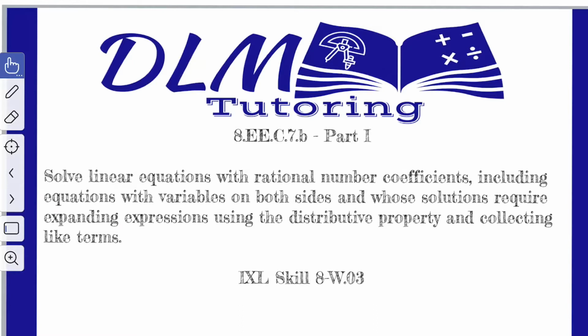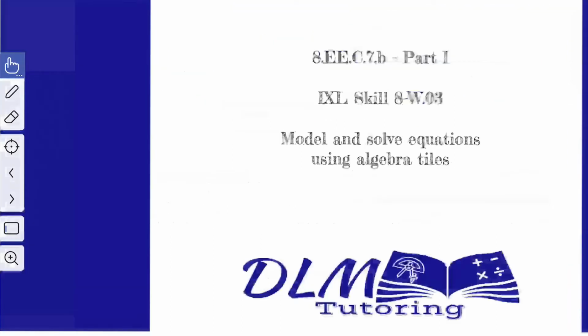8EEC7B. This is part 1. Solve linear equations with rational number coefficients, including equations with variables on both sides, and whose solutions require expanding expressions using the distributive property and collecting like terms. On IXL, this is skill 8W3, model and solve equations using algebra tiles.